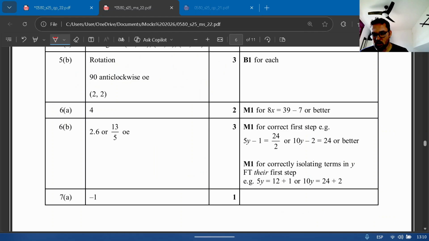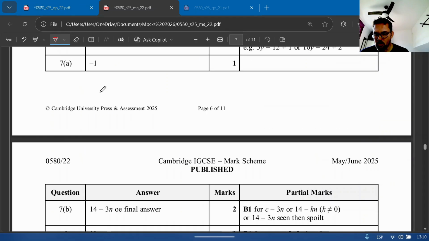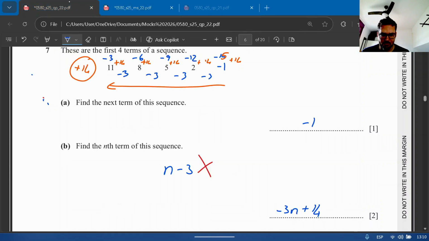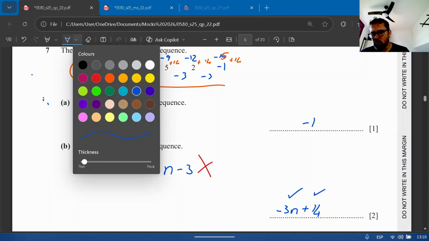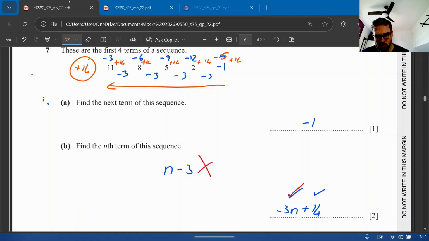And then in the mark scheme, you'll see, right, they give 1 mark for minus 3n and 1 mark for positive 14. Or equivalent, so I wrote mine the other way around, doesn't matter. 14 minus 3n and minus 3n plus 14 is the same thing. 1 mark for each. Again, nobody marks in blue. Okay, and then minus 1 was correct as well.